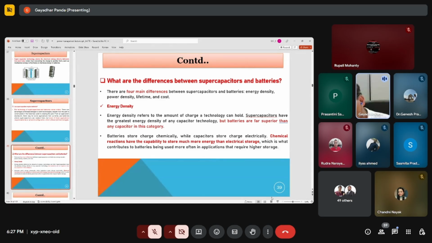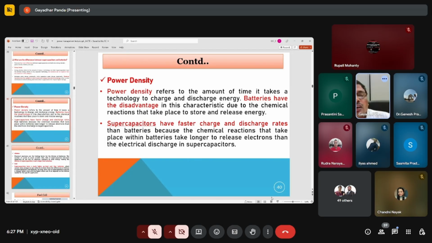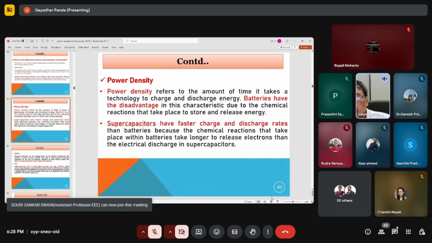For applications where higher storage is required, we should go for the battery. Otherwise, we can go for the combination of battery and supercapacitor. Energy density is high in the case of a battery compared to the supercapacitor, but the case is reversed for power density. What does power density say? Power density refers to the amount of time it takes a technology to charge and discharge energy. Batteries have a disadvantage in this characteristic due to the chemical reactions that take place to store and release the energy. It takes more time compared to supercapacitors. Supercapacitors have faster charge and discharge rates than batteries because the chemical reactions within batteries take longer to release electrons than the electrical discharge in supercapacitors.